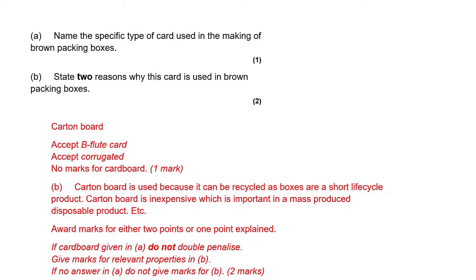Carton is used because it can be recycled, because boxes have quite a short lifespan, inexpensive, and can be mass produced. You could have said the same for cardboard, but as well as it's relatively cheap. It is really easy to mass produce. It's really easy to recycle. You could also say that it adds some protection to the product as well. So there's a couple of possible right answers you could have had there.